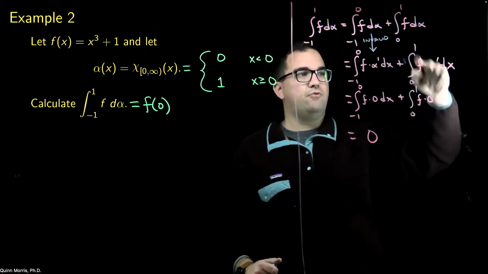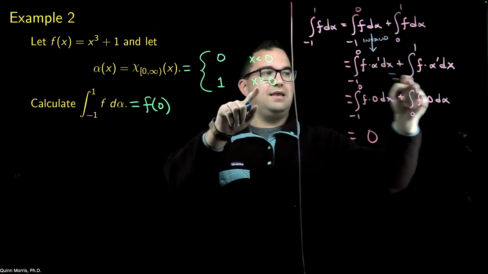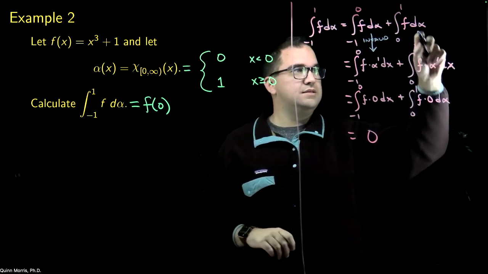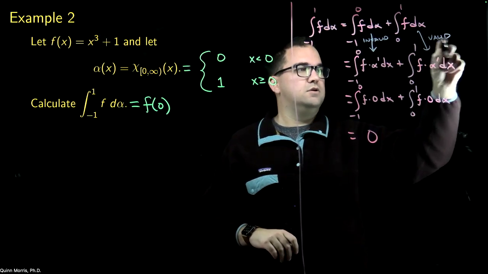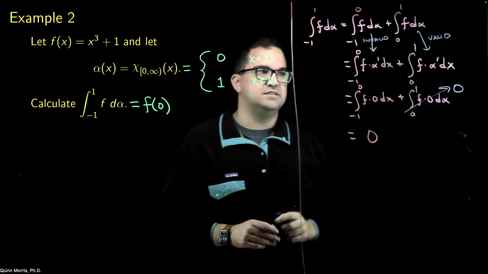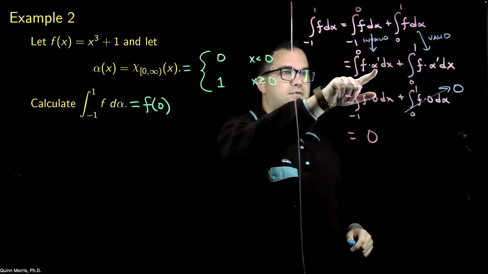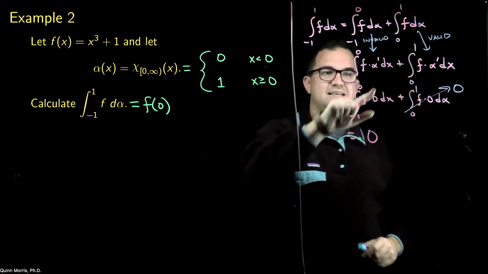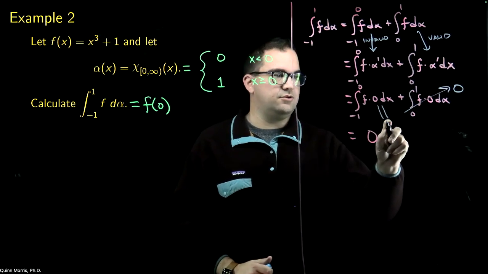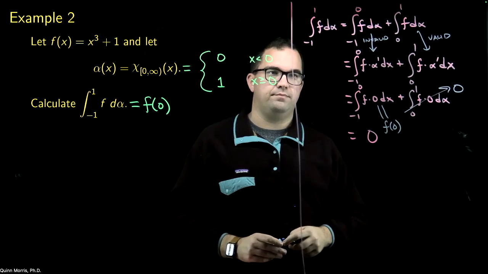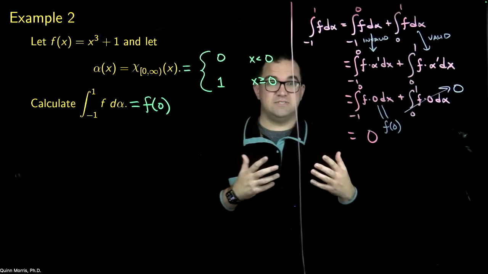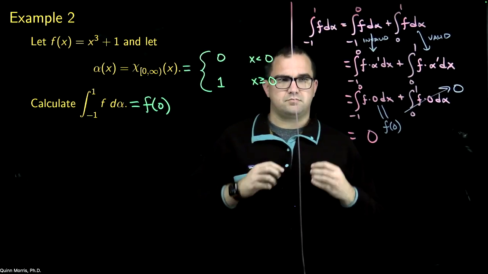Now, this step over here actually is valid. On the interval 0, 1, my function is always 1. So this is valid. So I can actually say that this integral is 0. I can't use this line of argument to say that this integral is 0. And in fact, if you go through and calculate it, what you get is that this integral is in fact f of 0.